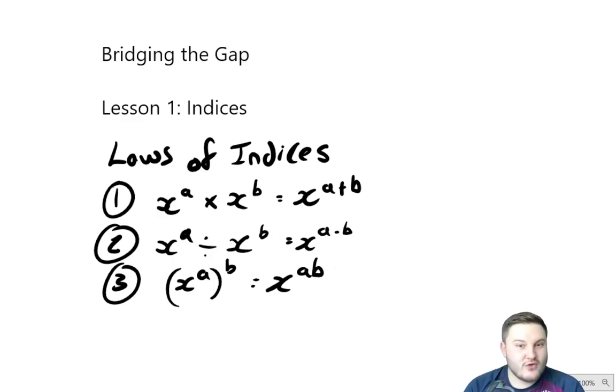So we should hopefully be familiar with these laws and how they work. Now, obviously, at the higher end of GCSE, and we'll look at some questions in a second, they like to combine multiple laws of indices together in one question. So you might find that there's a multiply and a divide in one question. You might find that there's a brackets and a divide, or whatever. They like to combo these laws together.